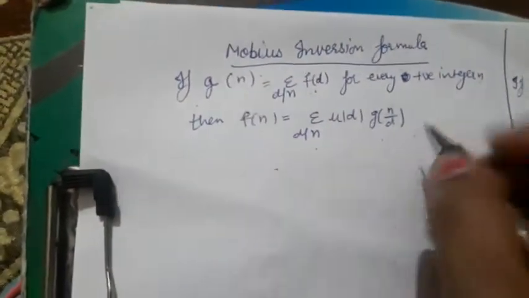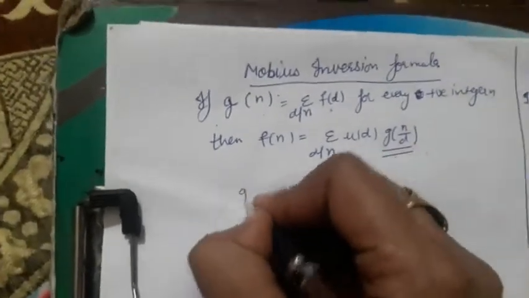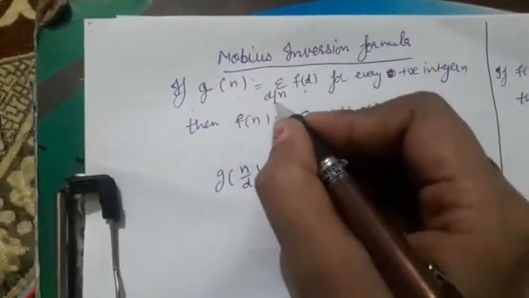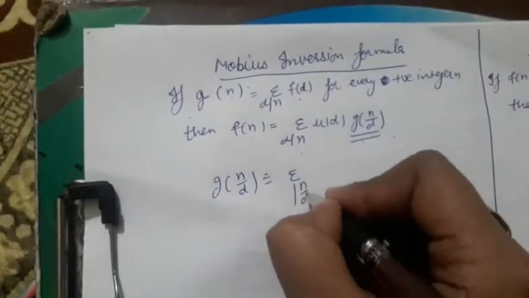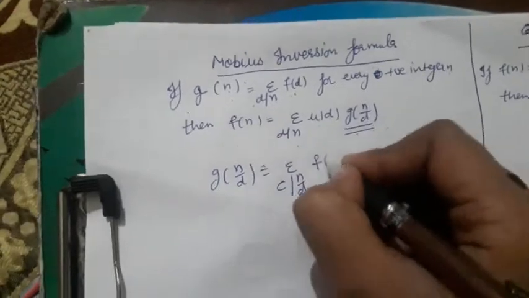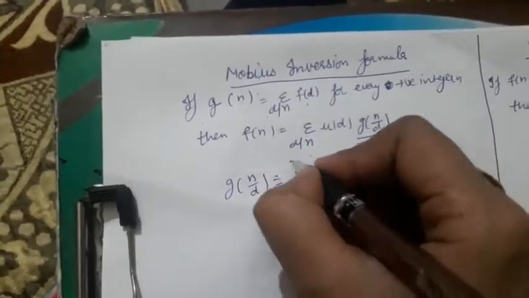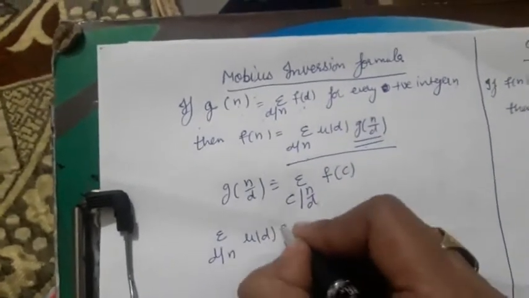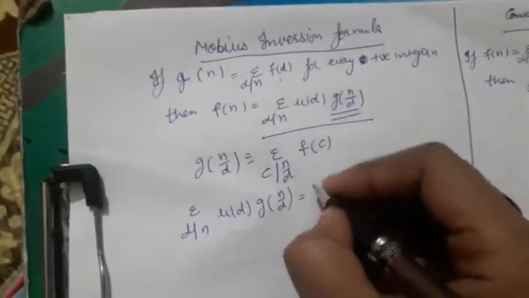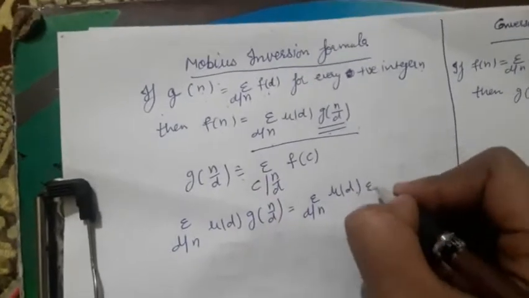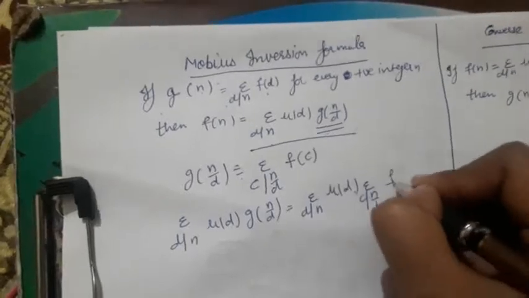First we prove Möbius inversion formula. Here we are given g(n). We find g(n/d). So g(n/d) is equal to summation, where we replace n by n upon d, so that means divisors of n by d, and we can write c in the place of d: c divides n/d, f(c). So we take this term, summation d divides n mu(d) g(n/d). What is this? This is summation d divides n mu(d), and g(n/d) is summation c divides n upon d f(c).